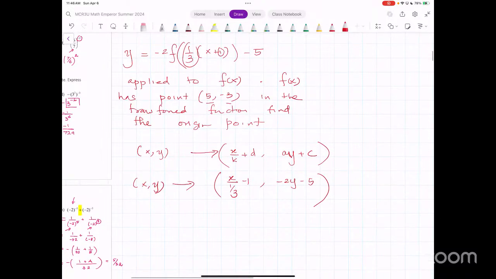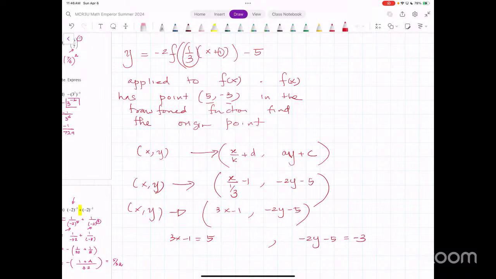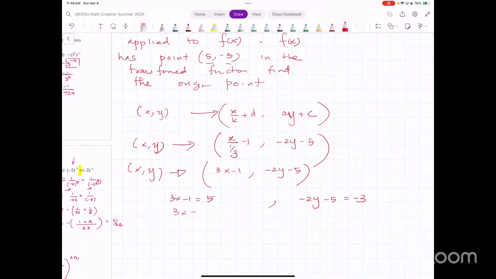So let's do it the other way around. The x comma y is supposed to be 3x minus 1 comma minus 2y minus 5. Are you seeing that? They say 3x minus 1 is equal to 5, and minus 2y minus 5 is negative 3. Solve for x: 3x is 6, x is 2. Minus 2y is equal to negative 3 plus 5, so minus 2y is equal to 2. Y is equal to negative 1. It's not difficult if you know the mapping notation. When you know the mapping notation, that takes 2 marks out.